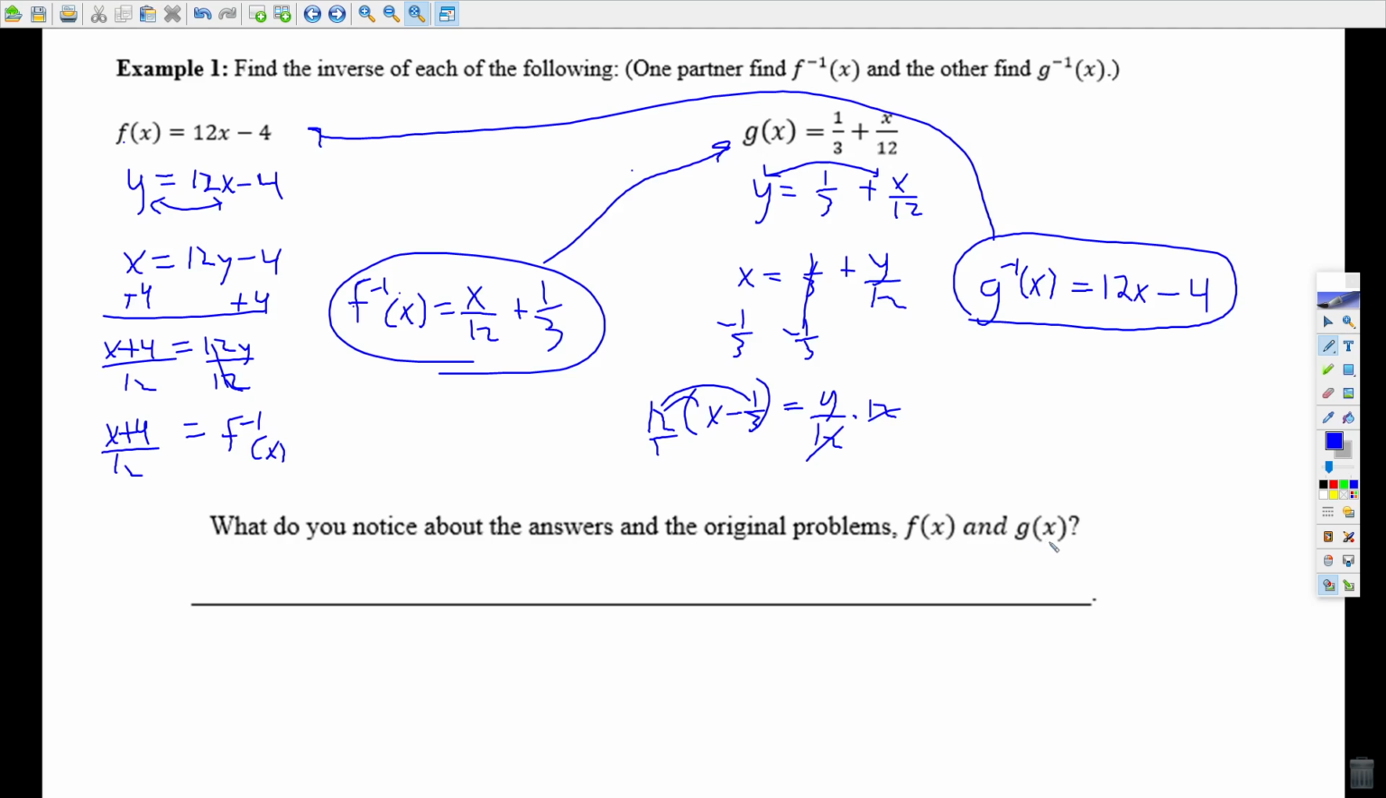So what do we notice about the answers for these two? We can say what? These two problems are actually inverses of each other. Like these two are the inverses of each other. So we can say f of x and g of x are inverses.